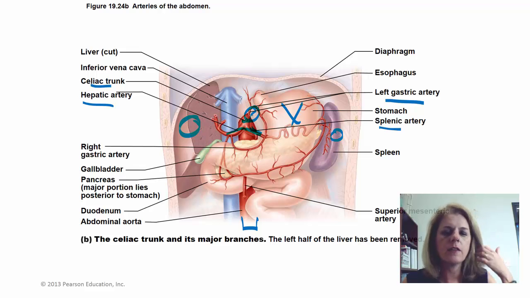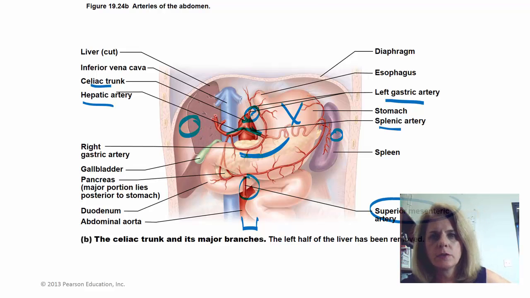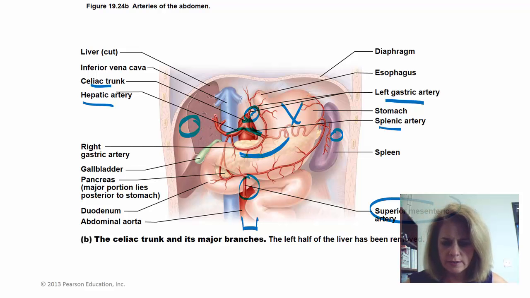All right? Then you also are going to have vessels that go to the intestines. And in this one, if you were to peel away the stomach, there's a vessel coming off the aorta called the superior mesenteric, and that's right here. And that's going to go to the mesentery. And I'll show you a picture of the mesentery in just a second. Let me go forward.